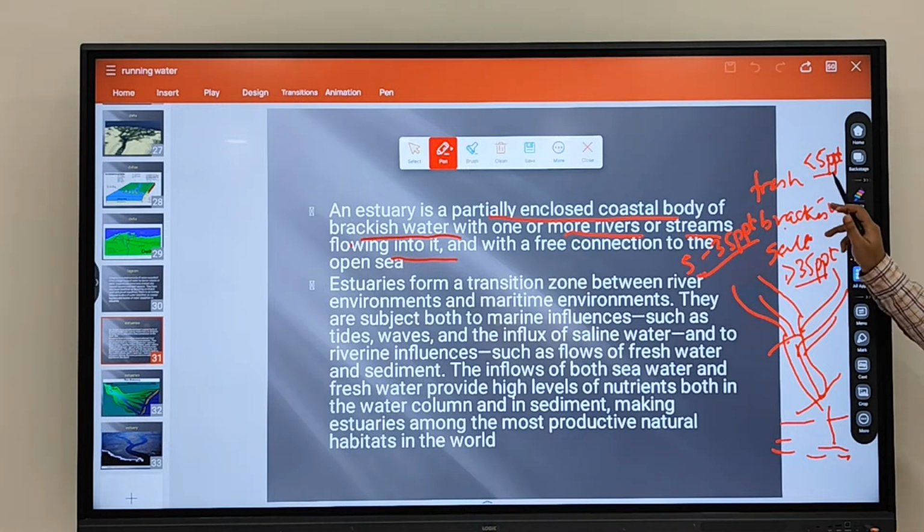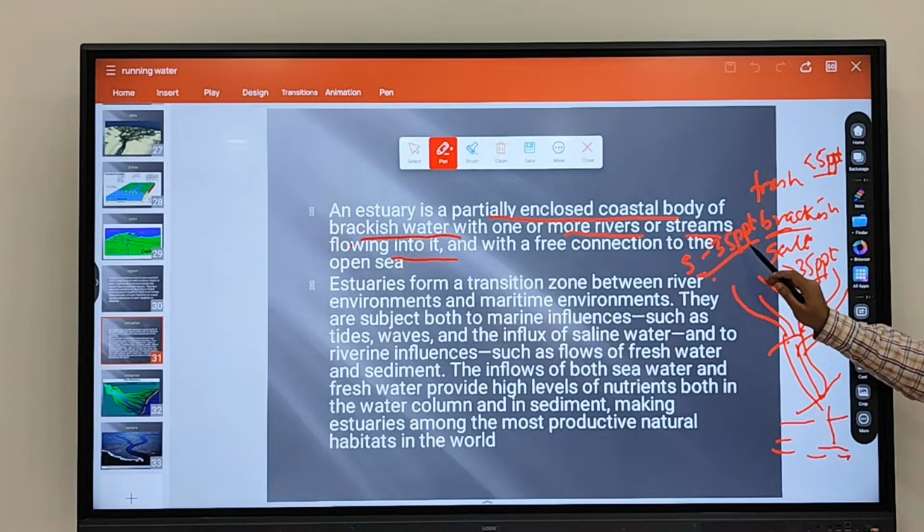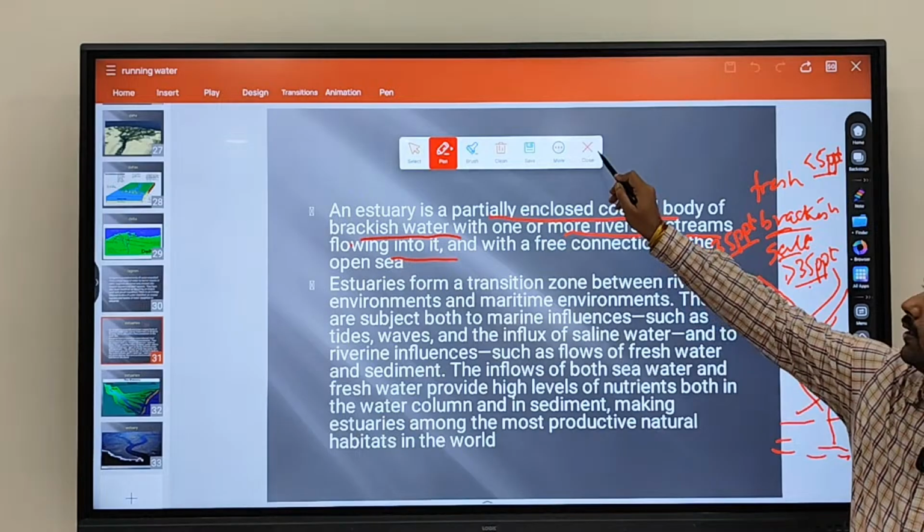Fresh water, salt concentration will be less than 5 parts per thousand. Clear? Brackish water, how much? 5 to 35 parts per thousand. Salt water, greater than what? 35 parts per thousand. Clear?